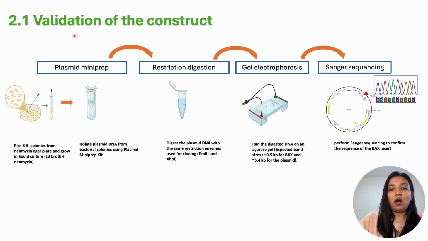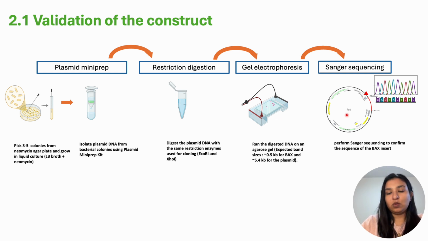So after cloning, there needs to be a validation of the construct. So for that, the plasmid DNA was first isolated using a miniprep kit. Then these isolated plasmids were digested with EcoRI and XhoI, and these digested products were analyzed using agarose gel electrophoresis to verify it. And the expected band size should be around 0.5 kb for BAX and 5.4 kb for the plasmid.